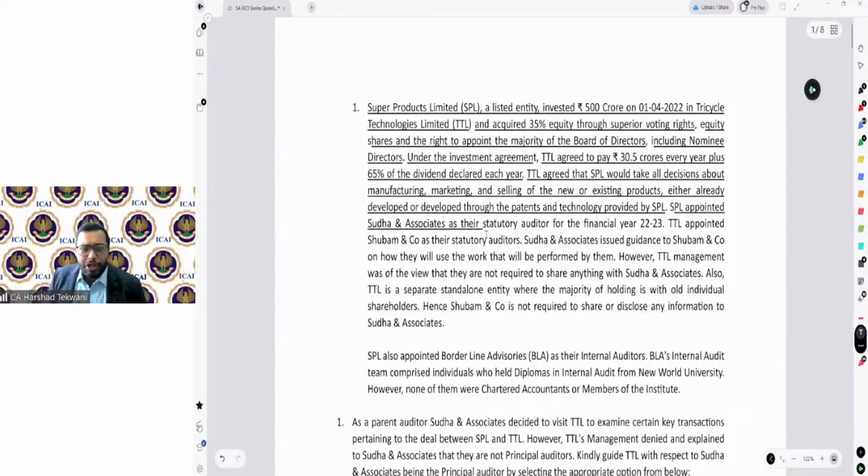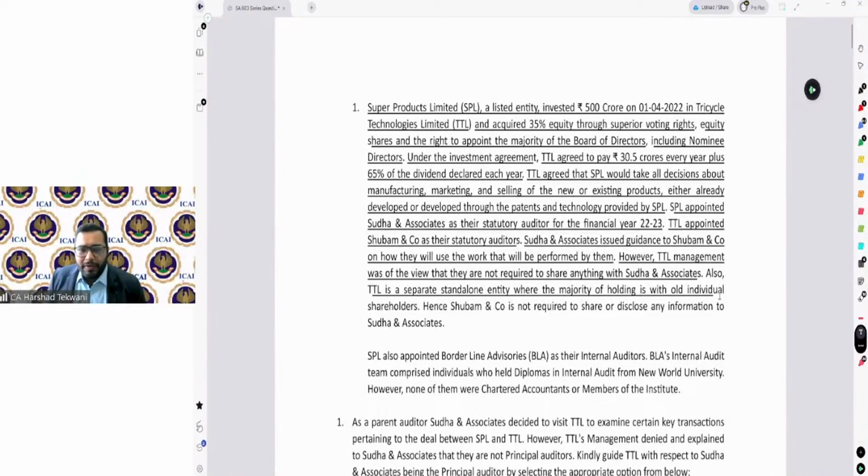SPL appointed Sudha and Associates as their statutory auditor for financial year 22-23. TTL appointed Shubham and Company as their statutory auditors. Sudha and Associates issued guidance to Shubham and Company on how they will use the work performed by them. However, TTL management was of the view that they are not required to share anything with Sudha and Associates. Also, TTL is a separate standalone entity where the majority of the holding is with individual shareholders. Hence, Shubham and Company is not required to disclose any information to Sudha and Associates. Now, let us see the first question here.